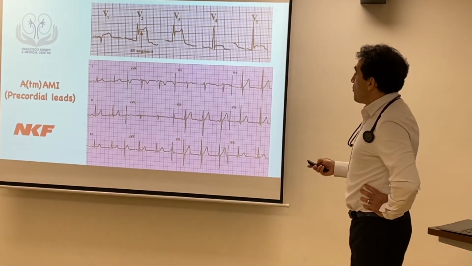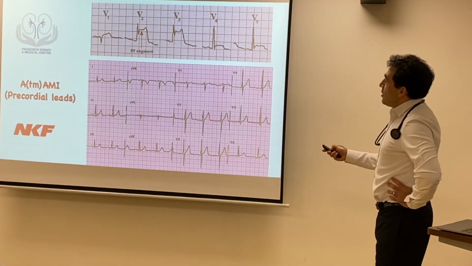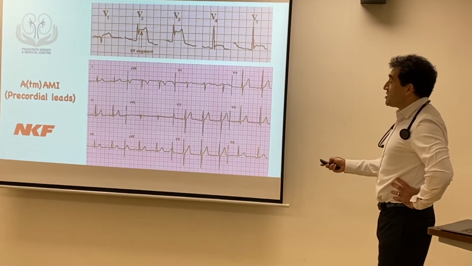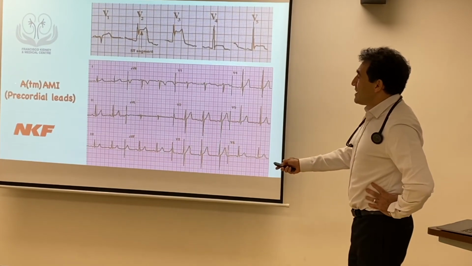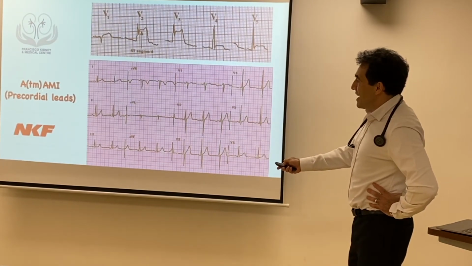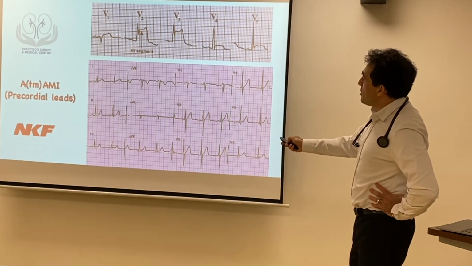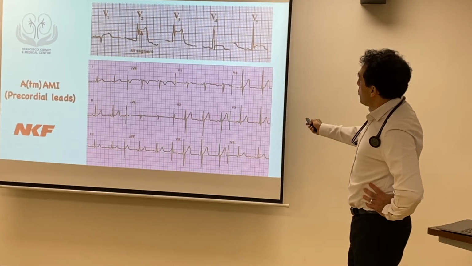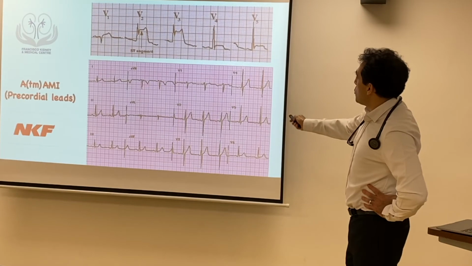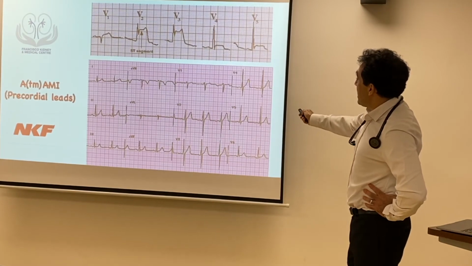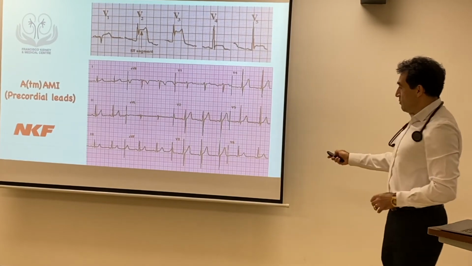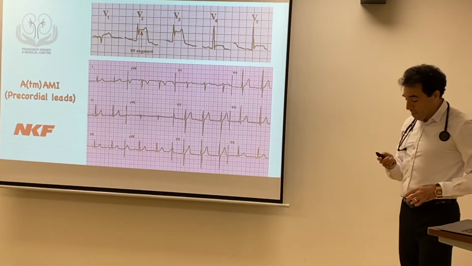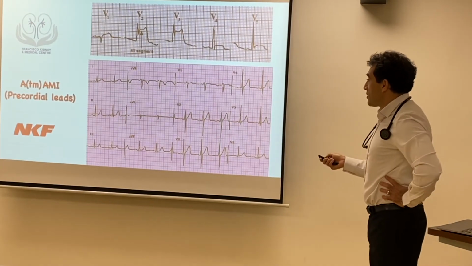So let's just flash some examples. All of them will have elevations. What matters is just where those elevations occur. This one is an acute transmural anterior MI. You see most of the elevations are in the precordial leads, basically V1 to V5. All of them are elevated. If you want, you can quickly go down visually and compare it to the normal ECG.